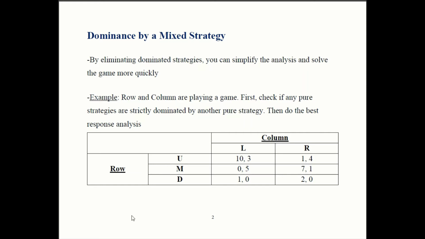Our first job is to look to see if any pure strategies are strictly dominated by another pure strategy. If so, we can eliminate them. Next, we can do our best response analysis and search for Nash equilibrium. So to get some hands-on practice, go ahead and pause the video here while you think about that. When you think you have the answer, press play and we'll see if you're right.